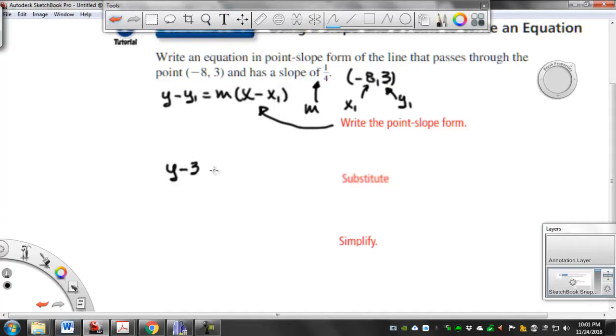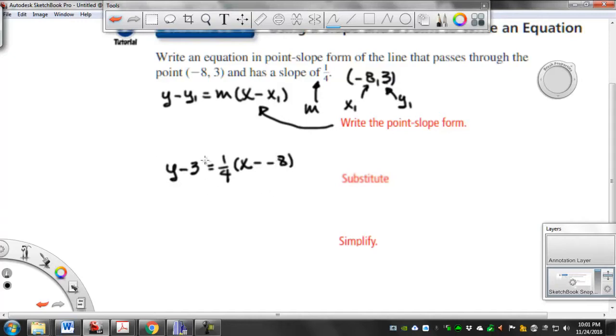Now one thing that I've taught you here, and I'll talk about this in a minute, is that because of this negative, whatever numbers I have there, when we substitute them in, they're always going to change signs. So let's finish this and we'll talk about it a little bit more. So doing this substitution, m is 1/4. And then I have x minus a -8.